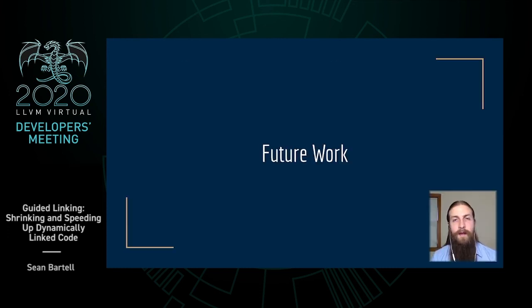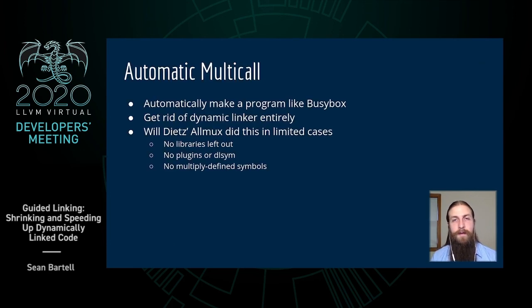Now I'll talk about an idea for future work to extend guided linking. Specifically, I want to talk about a more extreme idea called automatic multicall. You may be familiar with a tool like BusyBox, which is a collection of dozens of different Unix programs combined into a single executable. If we could extend guided linking to create programs like that automatically, we could potentially merge the entire optimized set into a single executable that doesn't use the dynamic linker at all, which could give us even greater improvements, especially for code size.